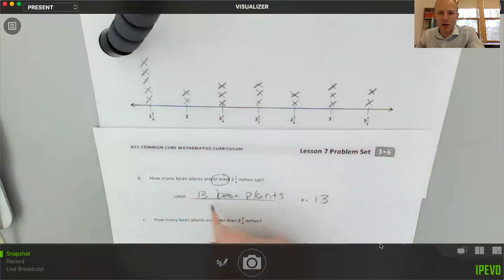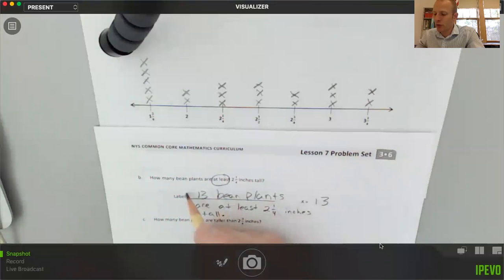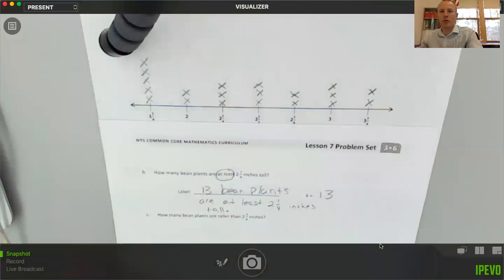They say label here. I'd rather just write it in a sentence. So 13 bean plants are at least 2 1/4 inches tall. I'm not thrilled about the way they set it up. We work so hard on writing sentences to explain our thinking that I think that's what we should do here.